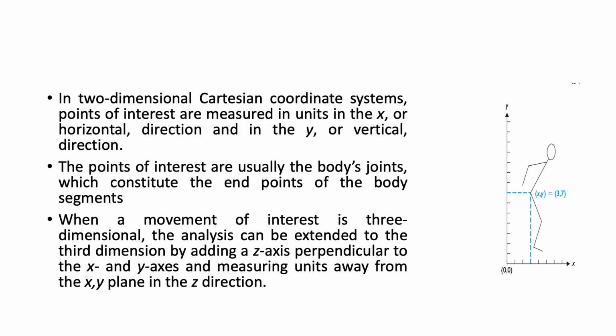Now some additional points about these spatial reference systems. In 2 dimensions we have only x and y, and if we are talking of 3 dimensions, then an additional axis comes, that is the z axis. Then we talk in terms of x, y, z. The points of interest are usually the body joints, which constitute the end points of the body. Usually we fix these points on the joints of the body during the analysis. So when the movement of interest is in 3 dimensions, we have the additional z axis, that is x, y, z. Otherwise we'll have only x and y. This is the way we can do the analysis, and we can pinpoint the point.